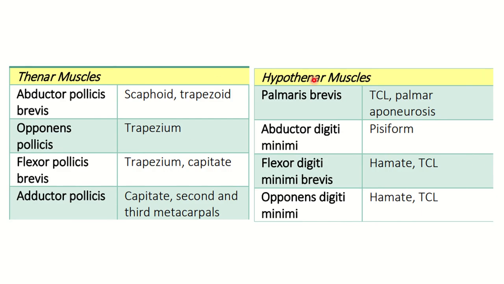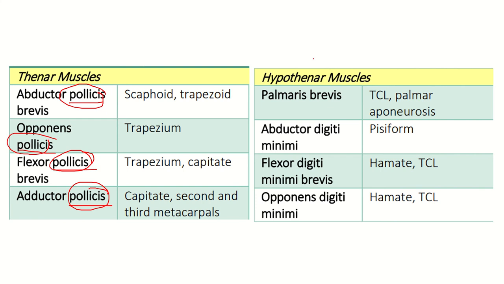And here the thenar muscles and hypothenar muscles. The thenar muscles are abductor pollicis brevis, opponens pollicis, flexor pollicis brevis, and adductor pollicis. In all these names there is one name common in the thenar group: pollicis. So in the thenar group all are pollicis: abductor pollicis brevis, opponens pollicis, flexor pollicis brevis, and adductor pollicis.